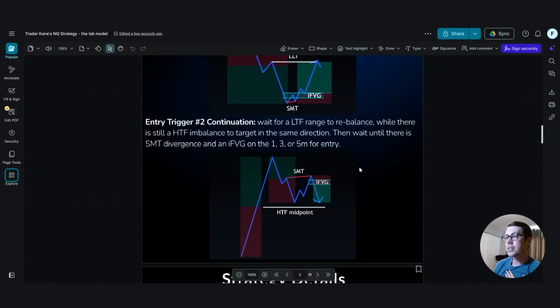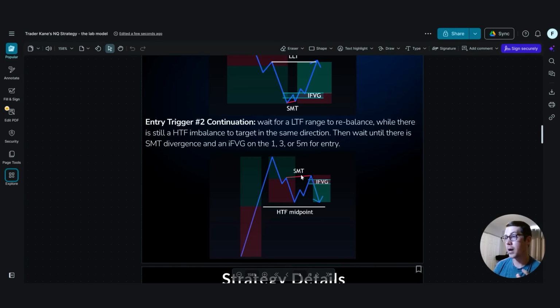For the continuations, it's going to be a little more nuanced, but just to walk you through what's going on here. We have our high time frame premium and discount that has not yet balanced. So we expect price to come and balance this midpoint at least at some point. We've had a low time frame range that has already balanced. So from this high to this low, we've already rebalanced into this area, and we still expect price to come lower based on the high time frame range. So we have a balanced low time frame range, but an unbalanced high time frame range.